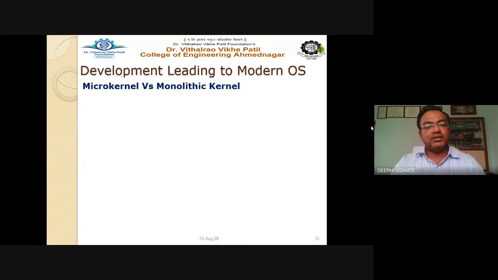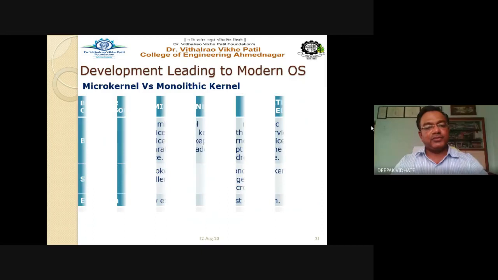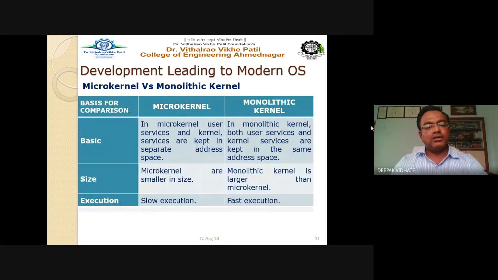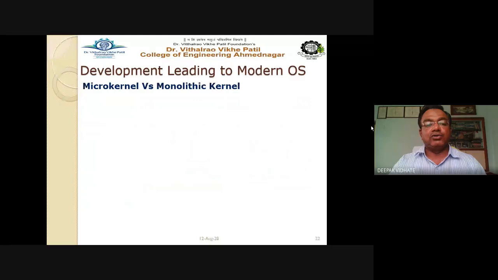So if we list the differences between the microkernel and the monolithic kernel architecture, we will find a basic comparison on function, size, and execution. In a microkernel, user services and kernel services are kept in separate address spaces, as we have just seen. But in the case of monolithic, there is no separate space for the user and the kernel. They are loaded in the same address space. In size, the microkernel is definitely smaller, and the monolithic kernel is larger. Execution in a microkernel is slow, because it uses the message passing system, but in the case of monolithic, the execution is fast compared to the microkernel.